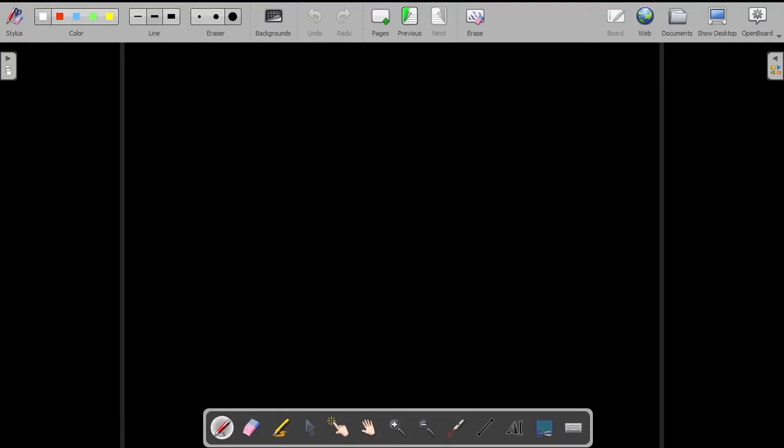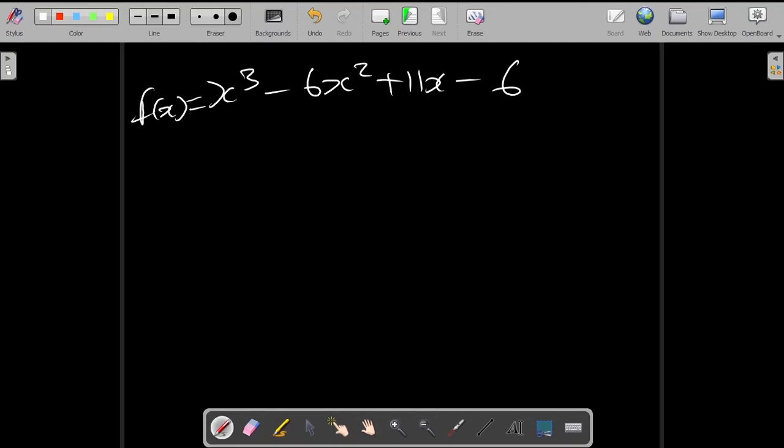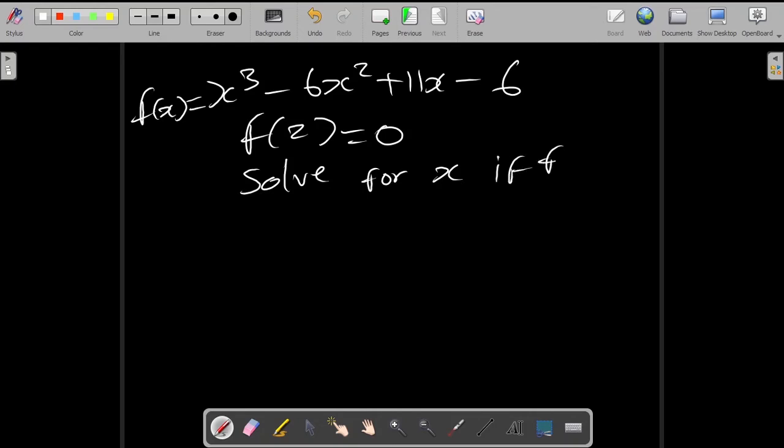In this example, we have x cubed minus 6x squared plus 11x subtract 6. So let's say this is our f of x, right? And the question says, prove, no, that's not what the question says. It says f of 2 is equal to 0, okay? And then it says solve for x if f of x is equal to 0.